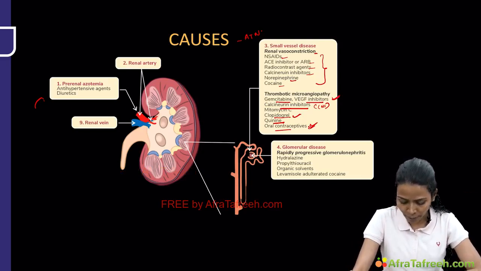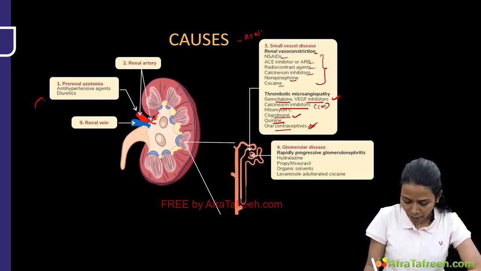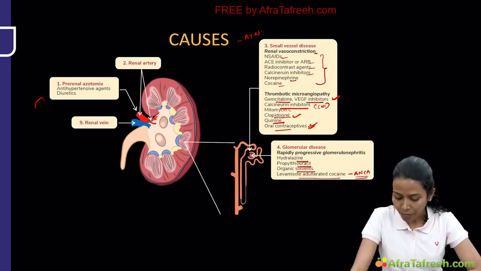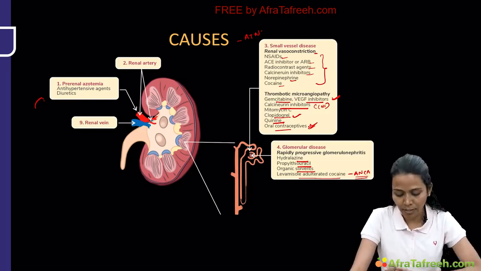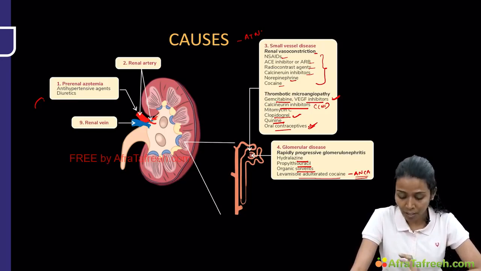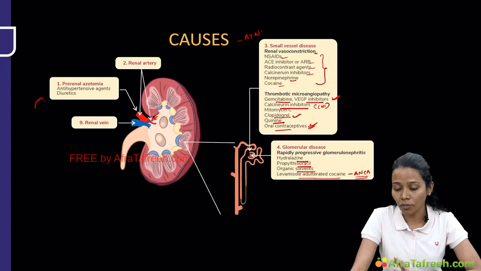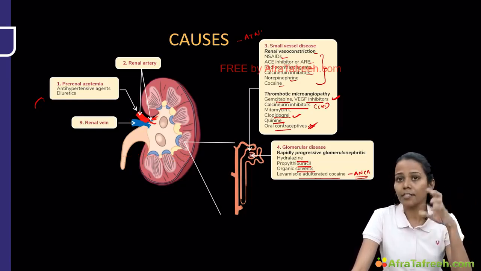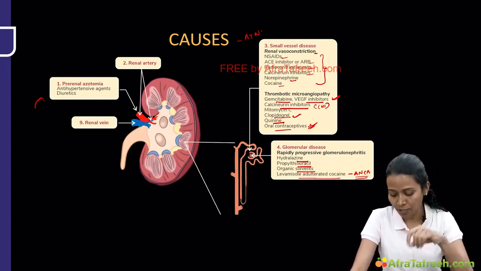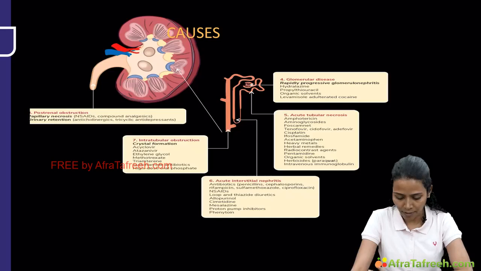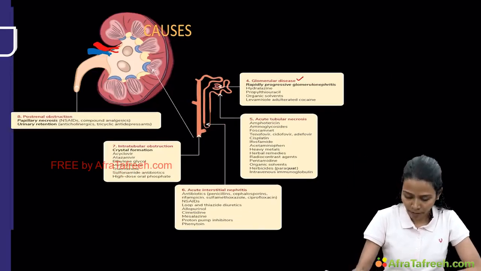The drugs causing glomerular disease are hydralazine, propylthiouracil, organic solvents, and levamisole-adulterated cocaine, which can cause ANCA. Okay. So these are the drugs causing glomerular disease. This is a table showing drugs causing various conditions. Prerenal azotemia: antihypertensive agents and diuretics. Small vessel disease: we saw all these drugs, first renal vasoconstriction, second TMA. Next is glomerular disease: hydralazine, PTU, and levamisole-adulterated cocaine, which causes ANCA-associated vasculitis.